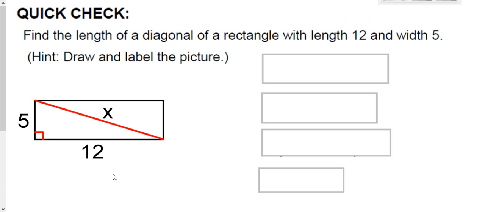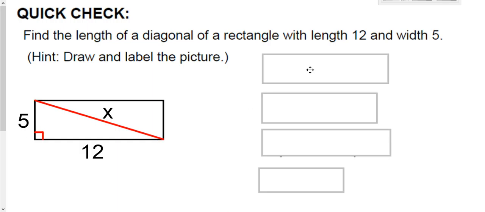Got a little quick check here. It says find the length of the diagonal of a rectangle with a length of 12 and width of 5. So I've drawn it. It told you to draw this picture, so you should do that in your notes. When I drew a rectangle, okay, this side is 12, this side is 5. We're trying to find the length of this diagonal right here. So again, we got a right triangle here with one leg 12, one leg 5, and the hypotenuse is what we're looking for.